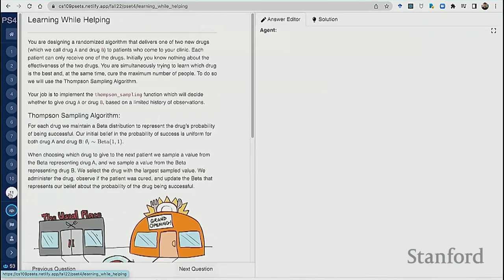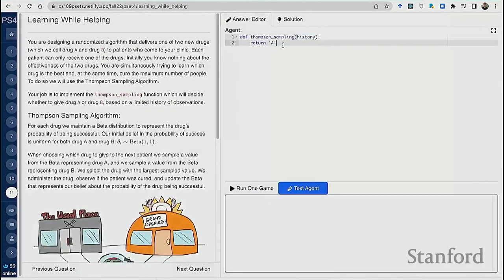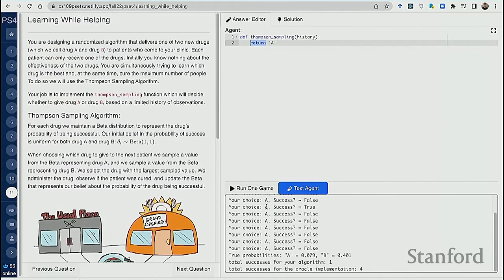So if you look at problem set 4, the last problem on problem set 4 is to play exactly this game. You're going to write a function. You'll get a history of all the drugs that have been given and whether or not they worked, and then you have to return either A or B. And when you run one game, here I'm always choosing A, and you'll get a score of how well you did. If you run test agent, you'll get a score over multiple trials.